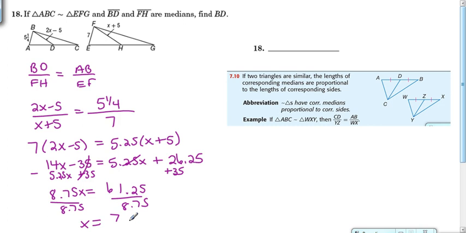but that's not what the question asks. The question asks what's BD. And BD is 2x minus 5, so I have to do 2 times 7 minus 5, so 14 minus 5, so BD is actually 9.